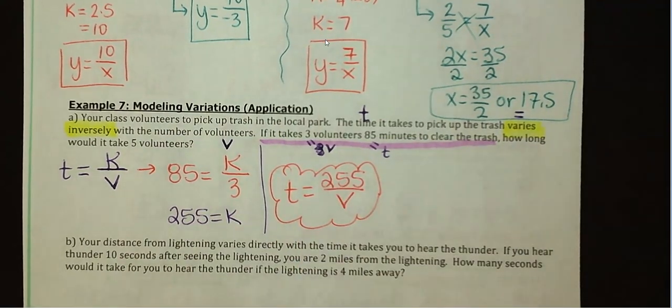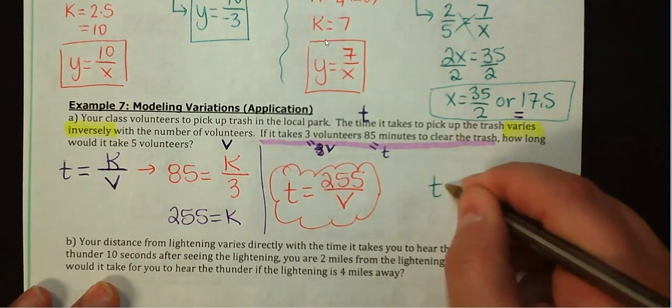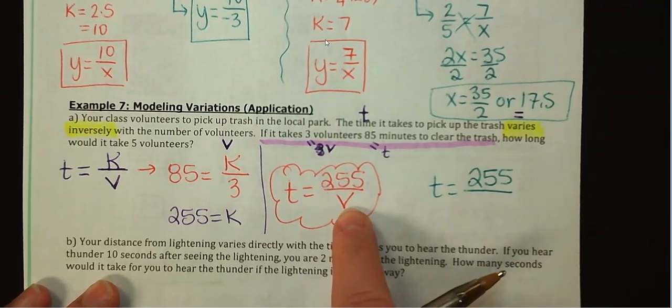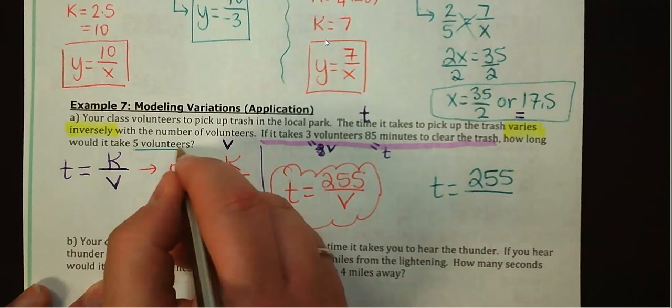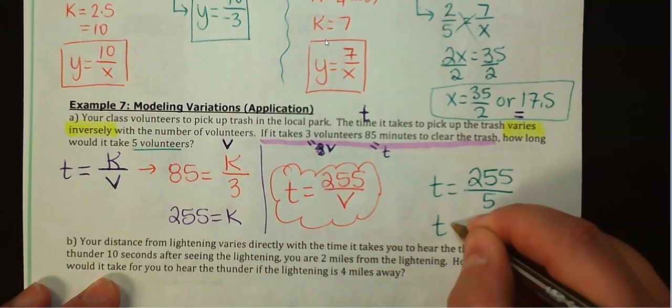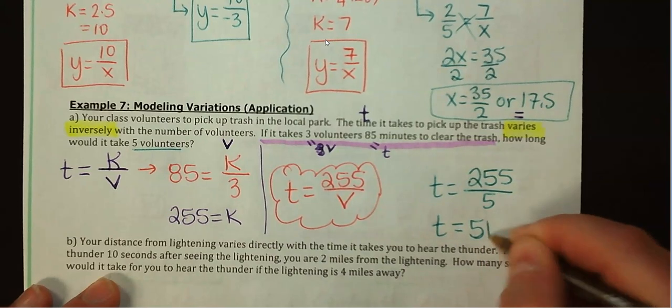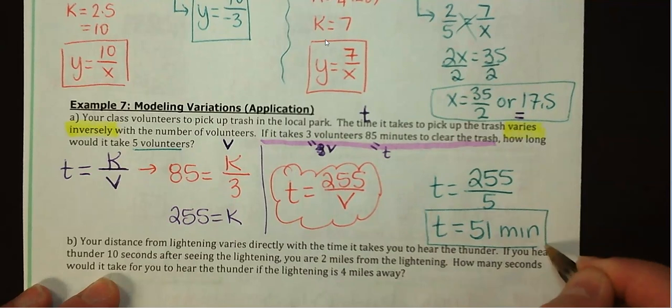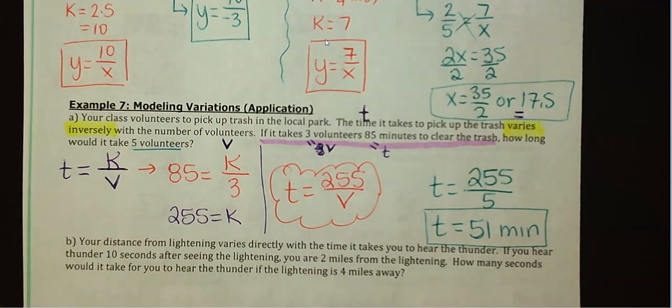So then it says, how long is it going to take if we have 5 volunteers? So we're going to find the time. So T is our variable here. And I'm going to take 255, and then for the volunteers, it says if I have 5 people doing this, so you just take 255 divided by 5. So then this ends up being 51. And this would be in minutes, since in the other part of the question, they put it in 85 minutes. So our answer is going to be in the same units, which would be minutes.